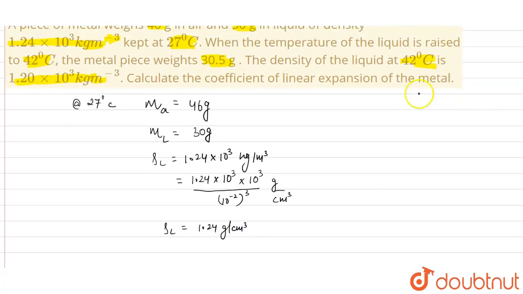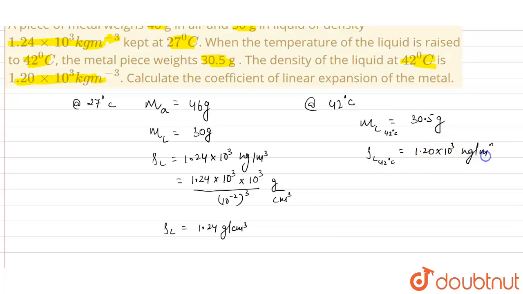Now when the temperature rises to 42 degrees Celsius, the block weighs 30.5 gram, and the density of the liquid becomes 1.20 into 10 raised power 3 kg per meter cube. Again changing the unit of density to gram per centimeter cube, the density of liquid at 42 degrees Celsius will come 1.20 gram per centimeter cube.